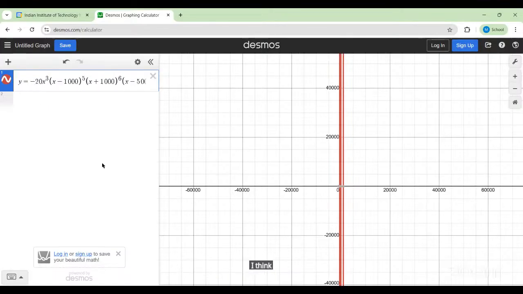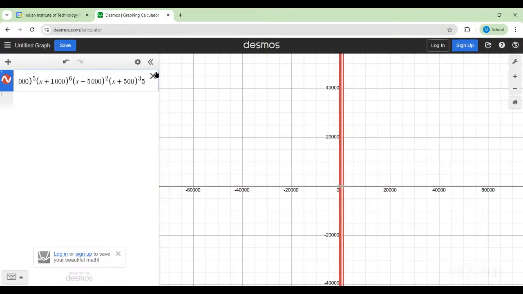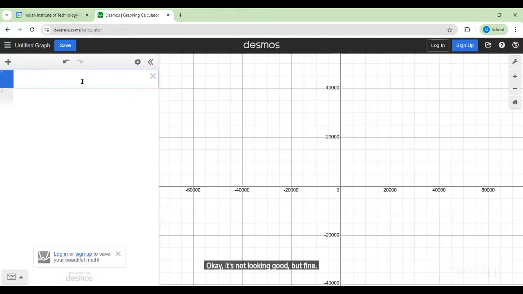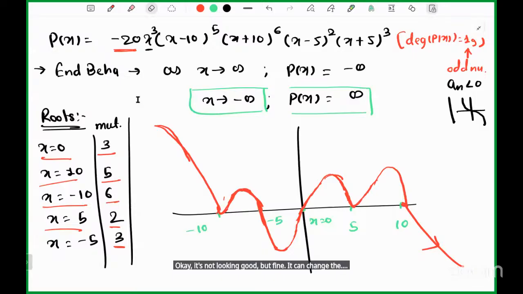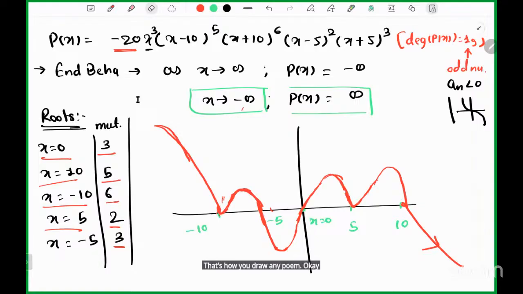I think it depends on the coefficient too. It's not looking good, but fine. I can change the coefficient and all those things. Ultimately, it will be a similar kind of thing. That's why I was saying that at max it can happen that this loop will be very big, and then it will return back. But this is the rough estimate of our polynomial. That's how you draw any graph. Okay, is that clear so far?